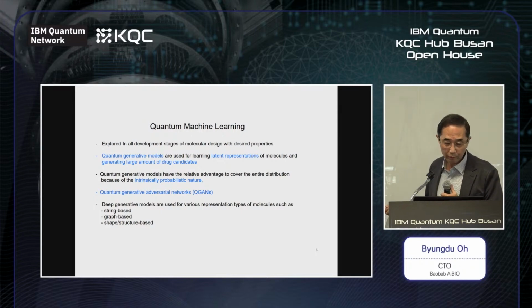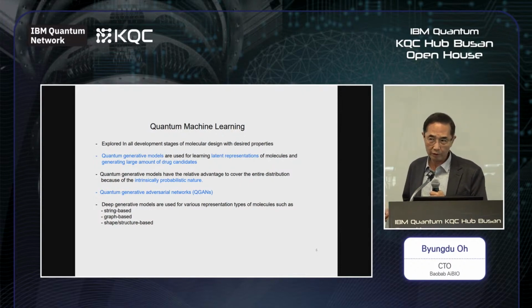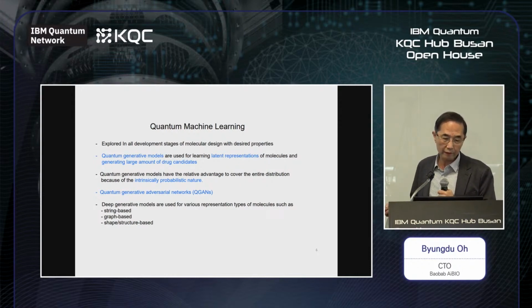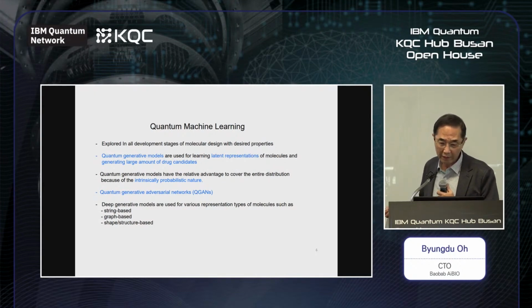Quantum generative models have the relative advantage of covering the entire distribution because of their intrinsically probabilistic nature. And among quantum generative models, we are especially interested in quantum generative adversarial networks. Deep generative models are used for various representation types of molecules, such as string-based, graph-based, and shape structure-based.